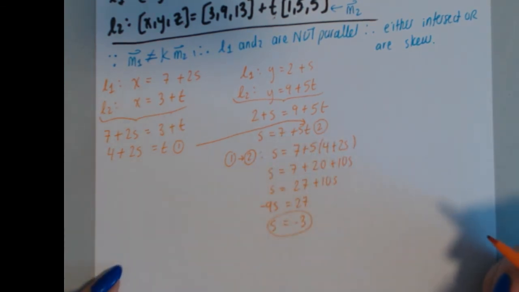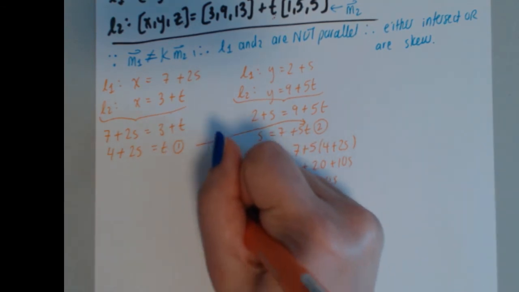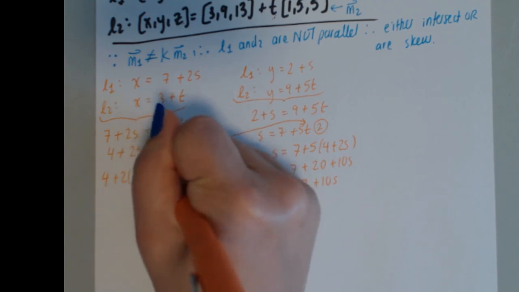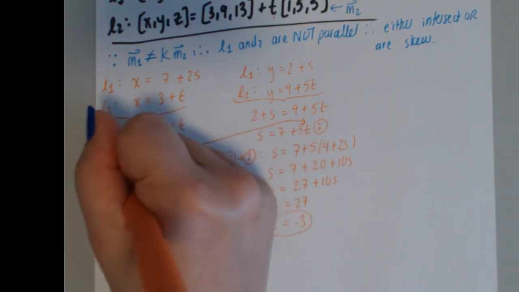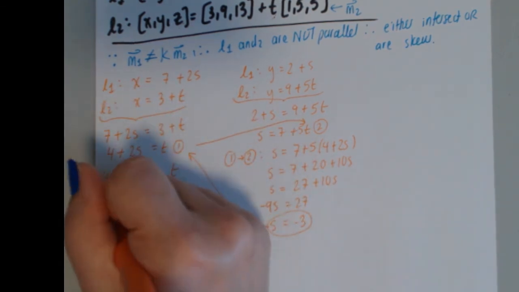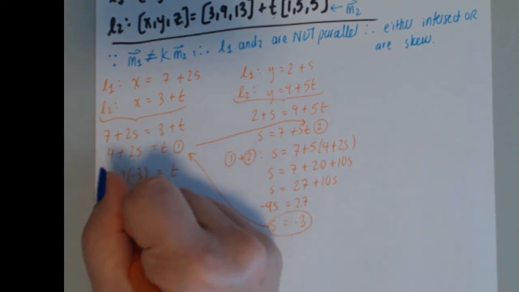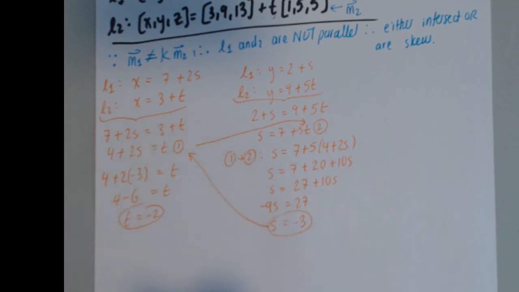Now take that S value and plug it back into equation 1. So we're going to have 4 plus 2 times S equals T, S being -3. So 4 minus 6 is equal to T. T is equal to -2. Okay, so these are the values of the parameters I've extracted using X and Y as my equations.